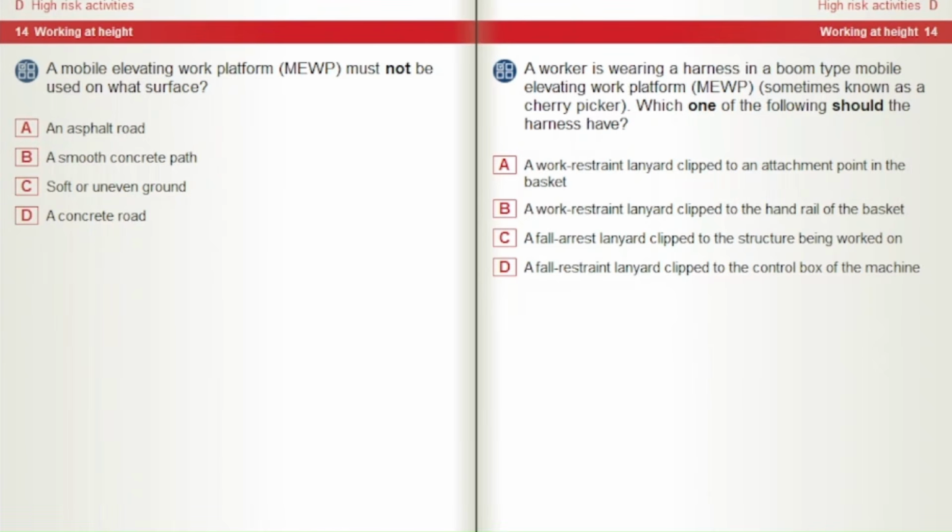A worker is wearing a harness in a boom-type mobile elevating work platform, MEWP, sometimes known as a cherry picker. Which one of the following should the harness have? A work restraint lanyard clipped to an attachment point in the basket. A work restraint lanyard clipped to the handrail of the basket. A fall arrest lanyard clipped to the structure being worked on. A full restraint lanyard clipped to the control box of the machine.